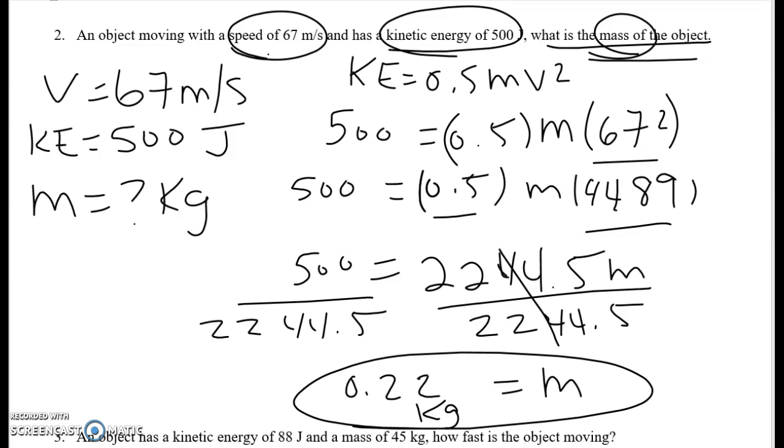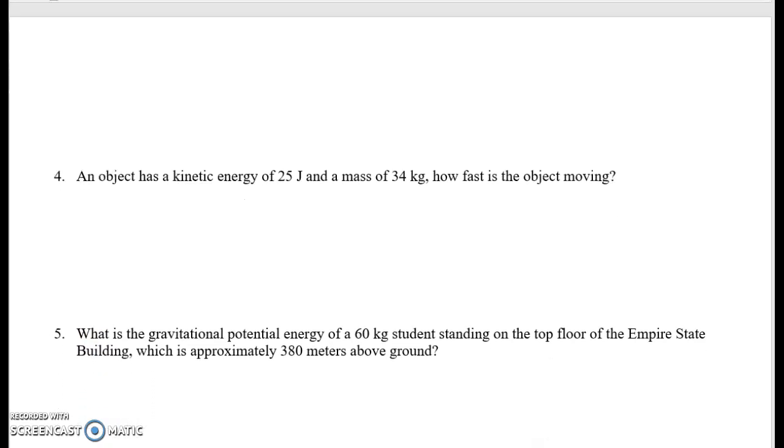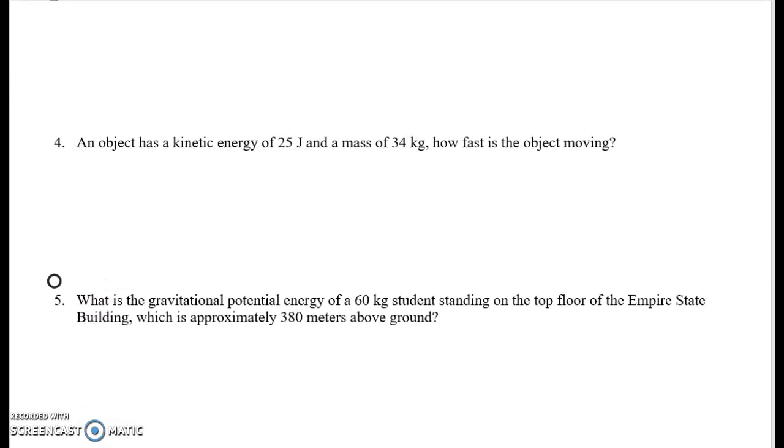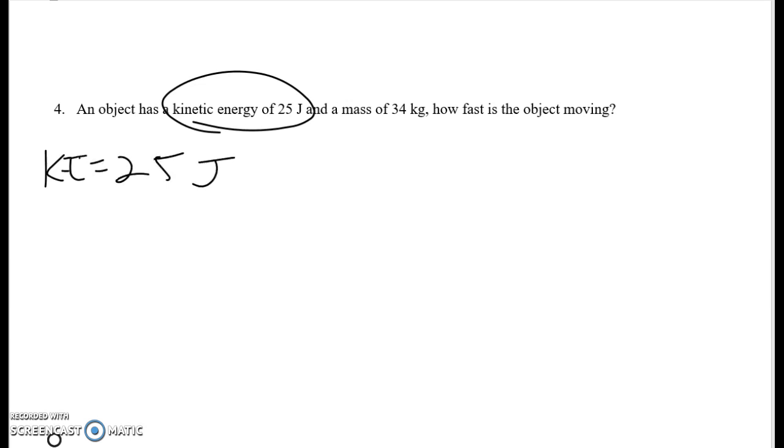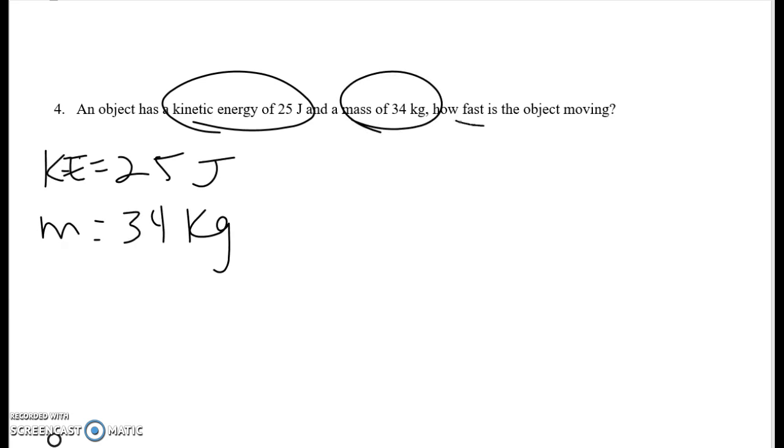My last example that I want to do is solving for velocity. So I'm going to do one more example, and this time I'm going to solve for velocity. So an object has a kinetic energy of 25 joules. Its mass is 34 kilograms. How fast is it moving? So this time I want to solve for velocity.